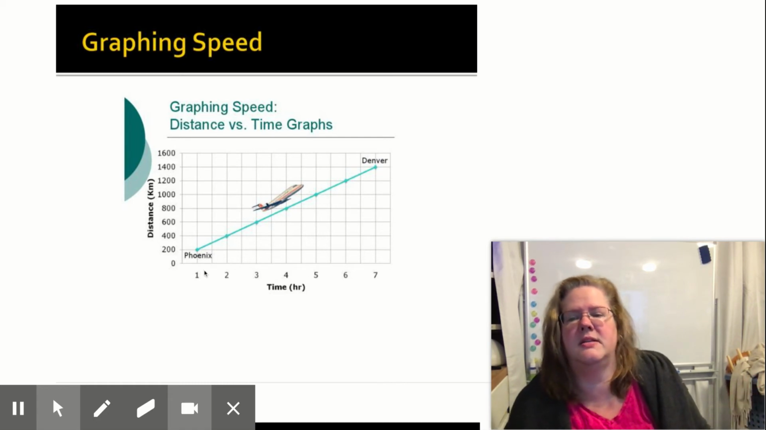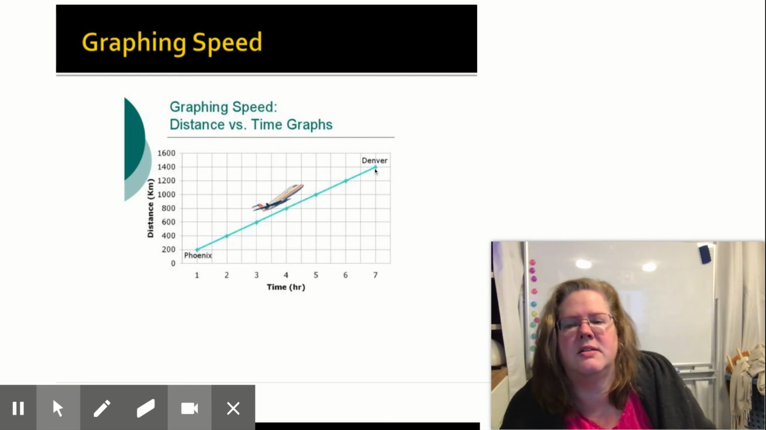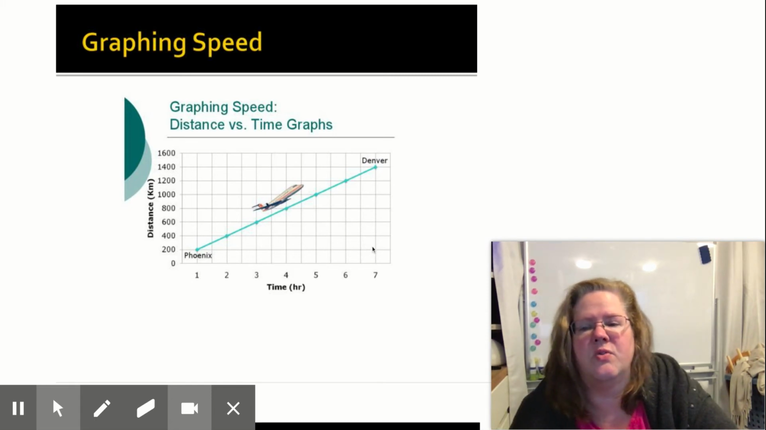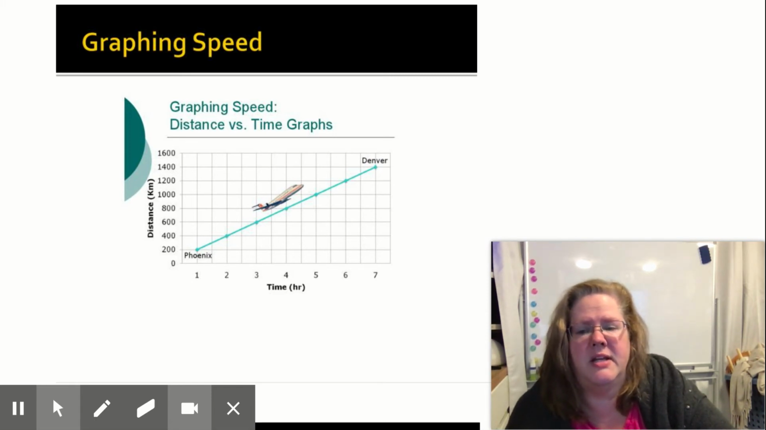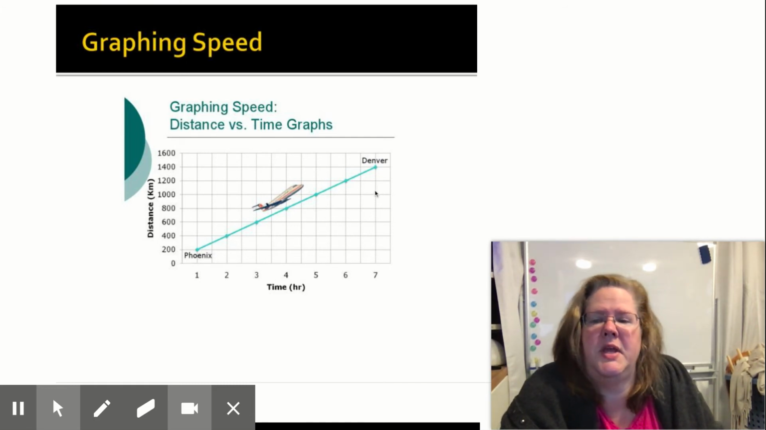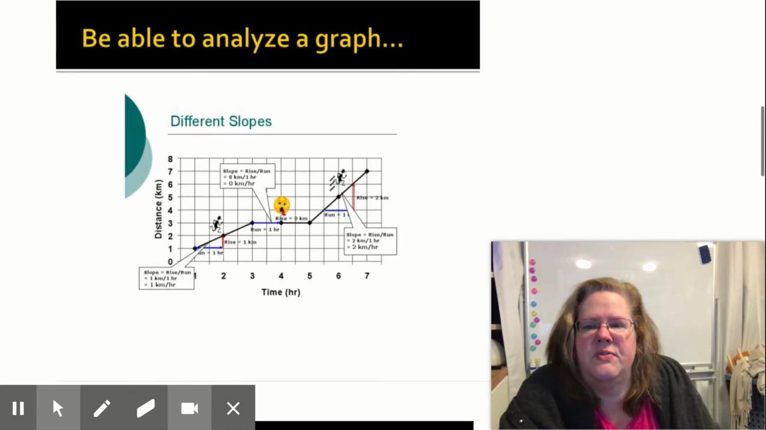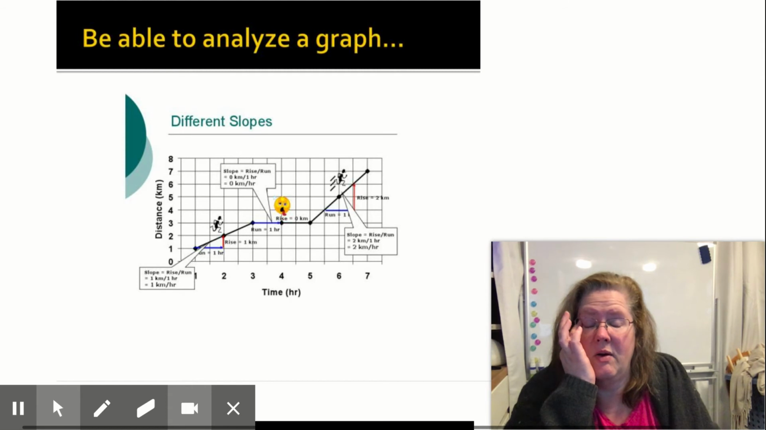So 7 minus 1 is 6. So I have a run of 6, but what's my rise? Well, I ended up 1,400 kilometers away, and I started at 200 from wherever the 0 point is. So 1,400 minus 200 is 1,200, and 1,200 divided by 6 is 200. And what would be my unit? Kilometers per hour. So 200 kilometers per hour at constant speed from Phoenix to Denver. Most things don't go at a constant speed, however.